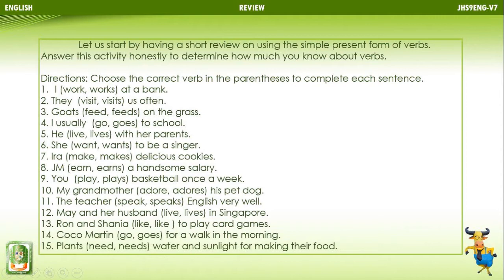10. My grandmother adores, his pet dog. 11. The teacher speaks, English very well. 12. May and her husband, lives, in Singapore. 13. Ron and Shania, like, to play card games. 14. Coco Martin, goes, for a walk in the morning. 15. Plants, needs, water and sunlight for making their food.